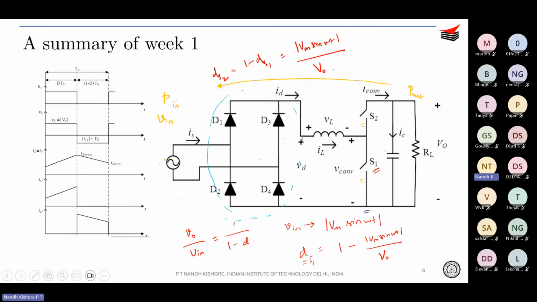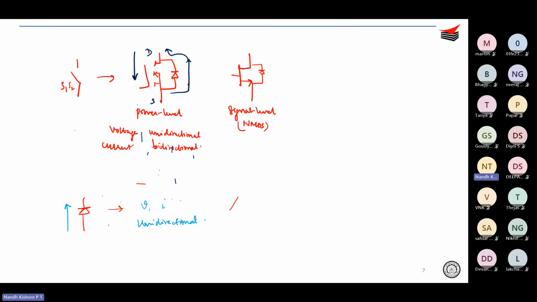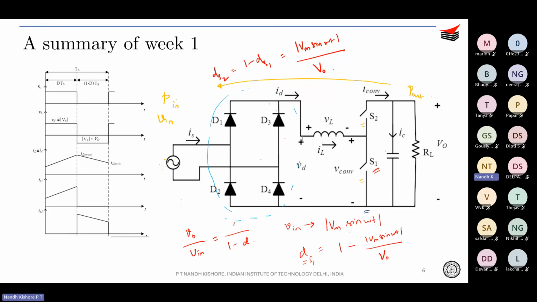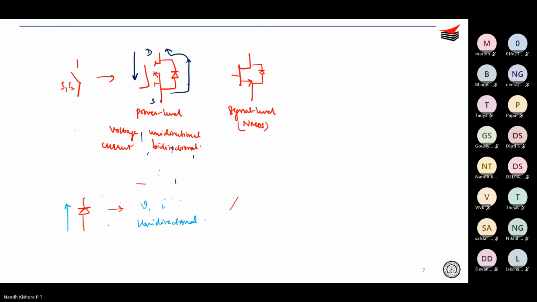People have researched this because bidirectionality is a very important property. Generally the application of these converters is in electric vehicle onboard chargers, EV onboard chargers.